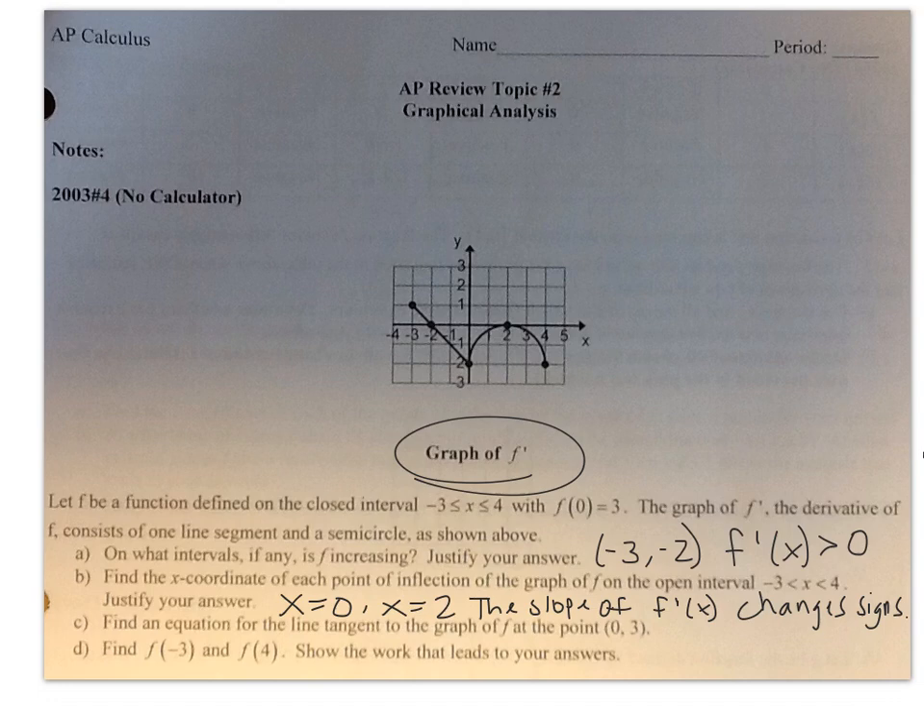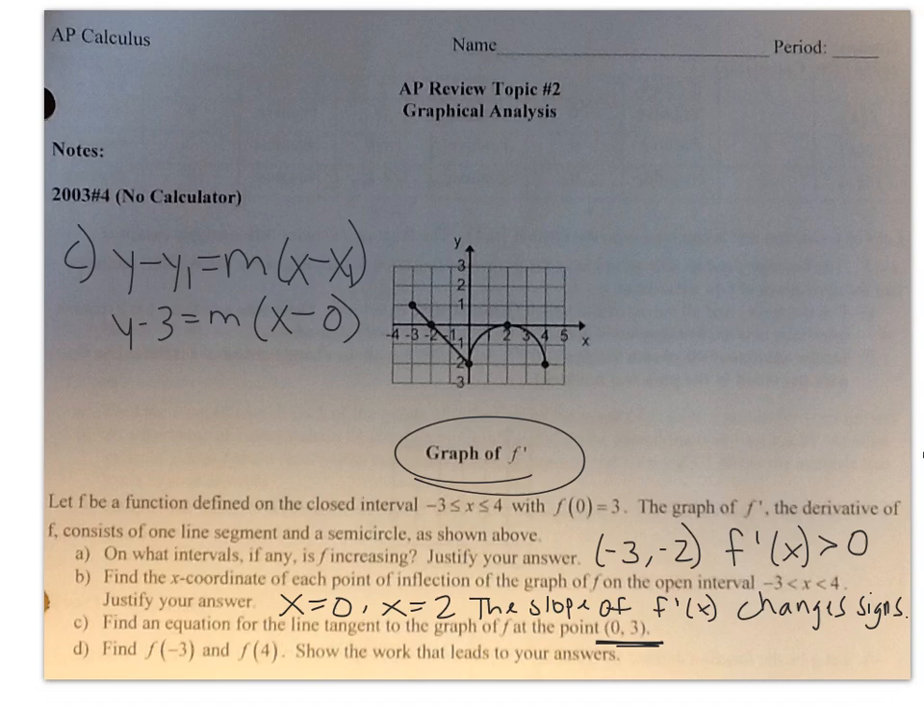Okay, part C. Find an equation for the line tangent to the graph of f at the point 0, 3. So for part C, if I'm writing a tangent line equation, I'm going to go to my point-slope formula. Y minus y1 equals m times x minus x1. So the point is given in the problem to be 0, 3. So 0 is my x1 and 3 is my y1. So y minus 3 equals m times x minus 0.